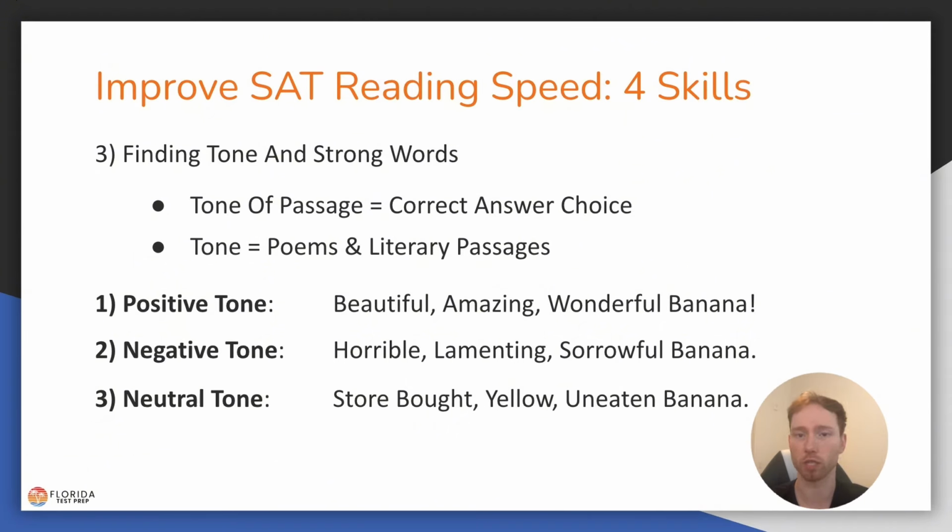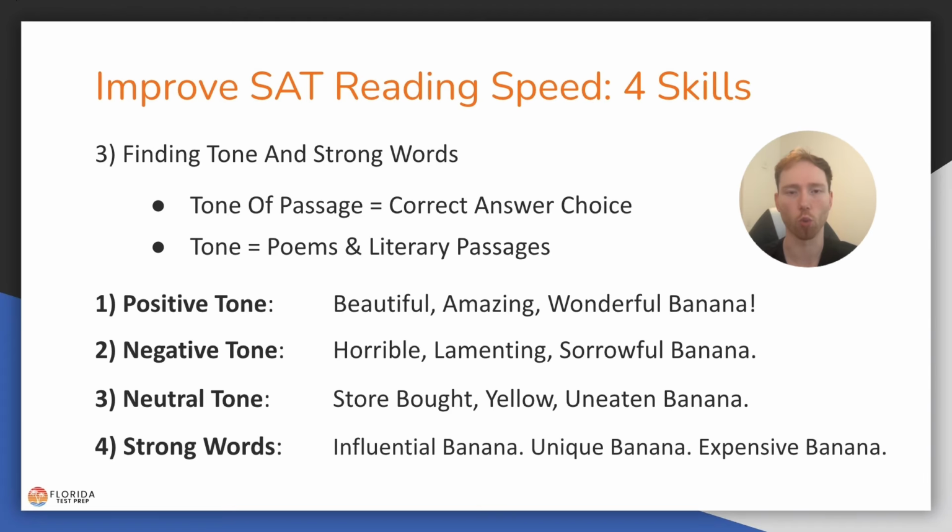Third, you have to watch out for neutral tone. This is often the tone of science passages. So that's like if I said, store-bought, yellow, uneaten banana. Does that really change your opinion about this banana at all? It kind of doesn't really have a tone. It's pretty generic. This is what I would call SAT fluff. This is the stuff you would want to ignore on the SAT so you can read faster. You want to ignore that it's store-bought, yellow, uneaten, like whatever. That's just a basic banana. That's likely not going to be the main idea or important information.